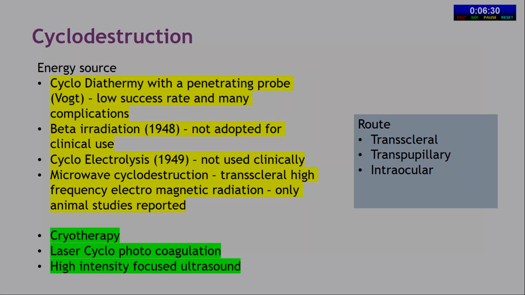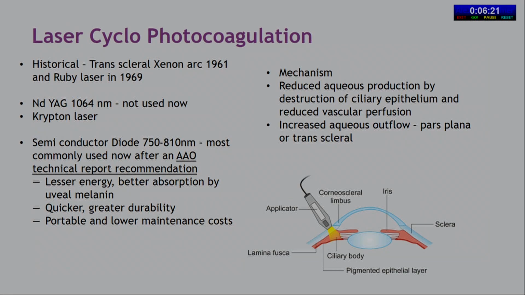You can also deliver the energy through the transscleral route by the contact method, transpupillary non-contact, and also deliver it intraocularly by endoscopic methods. So historically, the xenon arc, the ruby laser, and the Nd:YAG laser have been tried, and the krypton laser also was tried for cyclophotocoagulation. But the semiconductor diode of 810 nanometers has become the most commonly used procedure today, after the American Academy's technical report recommendation that it has lesser energy, better absorption by the uveal melanin, is quicker, durable, and also portable with lower maintenance costs. I think my own diode laser is now with me for about 18 years, and I still keep using it. I've only been changing the probes. Of course, the periodic service.